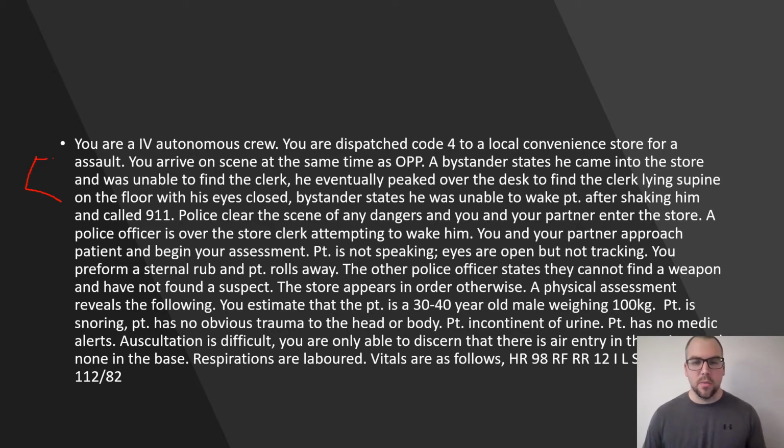We have the GCS from the bystander, right? That's really important information. His eyes were closed, right? He was unable to wake the patient after shaking him. So he was a GCS 3, this dude, on arrival. Okay, 3, not good, worst case scenario. Then when you arrived, he was already a GCS 9. We already know that, we calculated it.